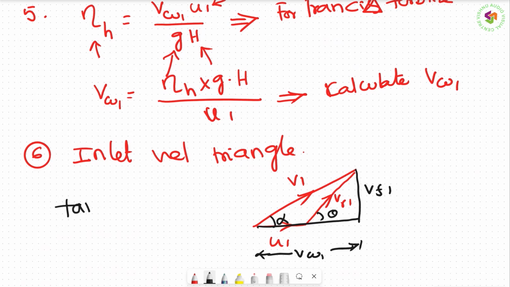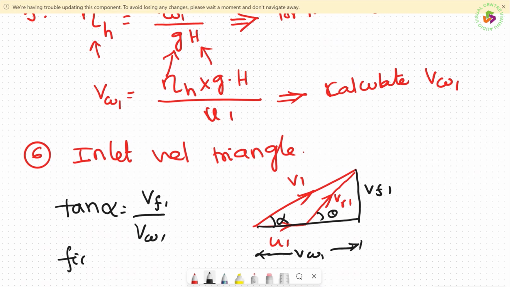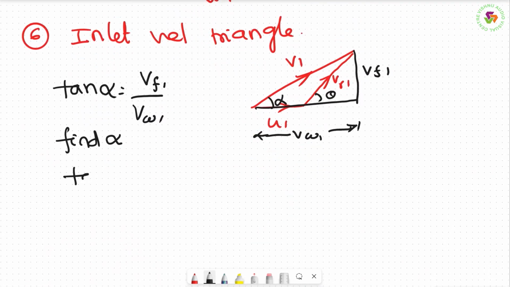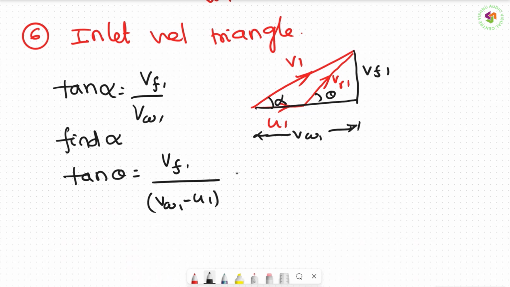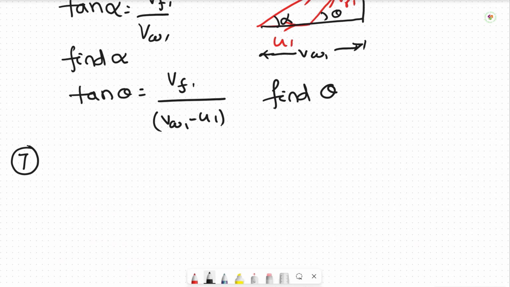So what is tan alpha for you? It is Vf1 by Vw1. Both are known, so find alpha. Then tan theta is equal to Vf1 divided by Vw1 minus U1. Knowing all the things, find theta. So alpha and theta both are over. What is the only thing remaining? The outlet velocity triangle angle phi is remaining.